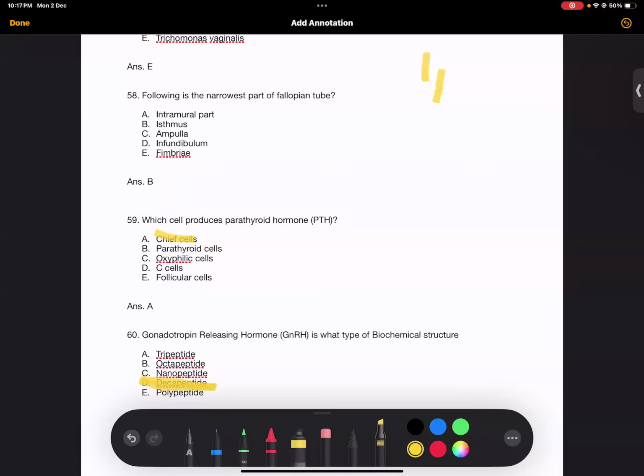So we will do the rest of the questions later. I think we have approximately not a full 200. We'll cover the rest of the questions in our next lecture.